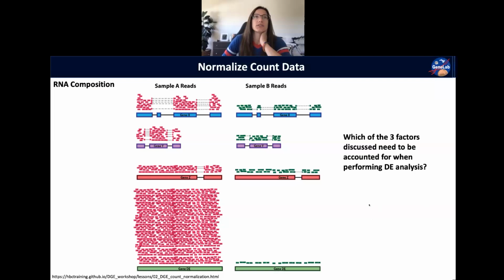So now we're going to look at which of these three factors. We just discussed normalizing based on read depth, gene length, and RNA composition. So of those three things, which one do we need to absolutely account for when performing differential expression analysis, so when comparing expression between two different groups of samples? Write your answer in the chat.